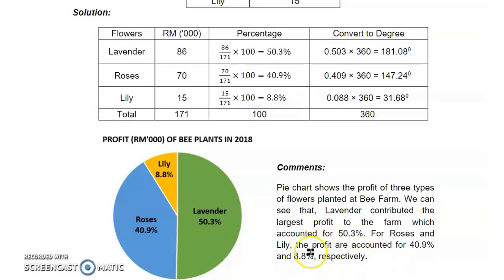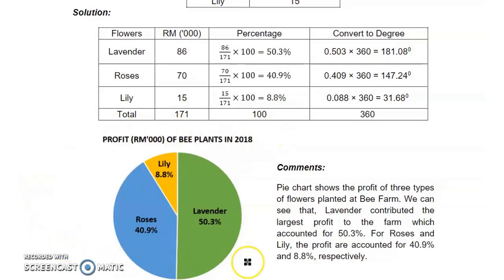So as I said before, if you want to round off 8.8 to 9%, also no problem. If you still want to use decimal point, at least give up to one decimal point, enough. In giving comment to a chart, at least you compare the highest and lowest. No need for too long comments or explanation. At least we compare the highest and lowest.